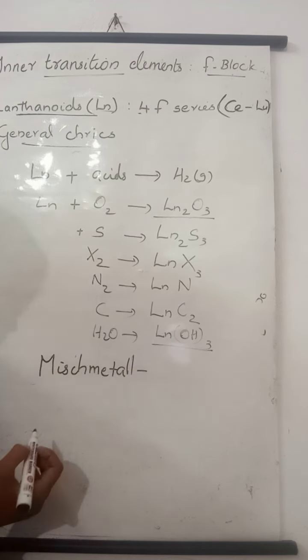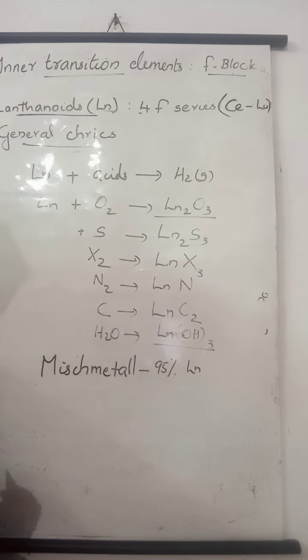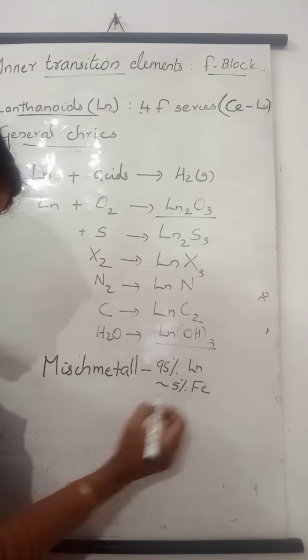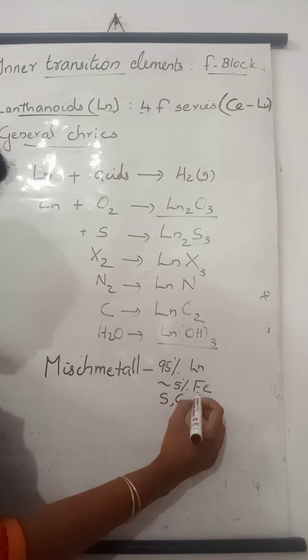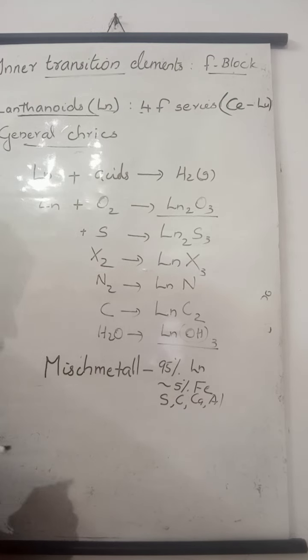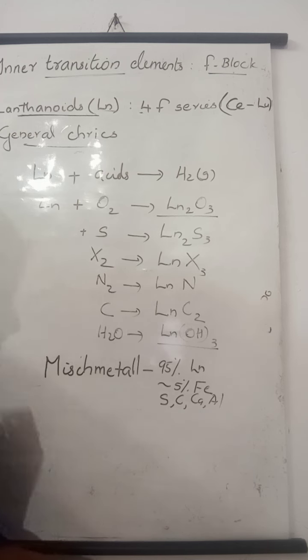It consists of 95% lanthanoid metal, approximately 5% iron, and small amounts of sulfur, carbon, calcium and aluminium. This is used in a magnesium based alloy to produce bullets, shells, lighter flint. These are made from Mischmetal. It's a very important lanthanoid metal alloy.